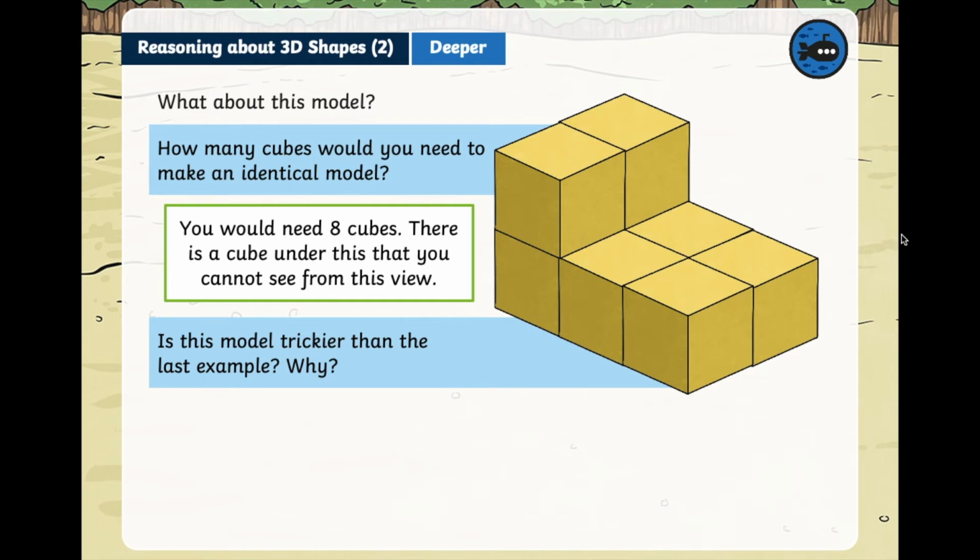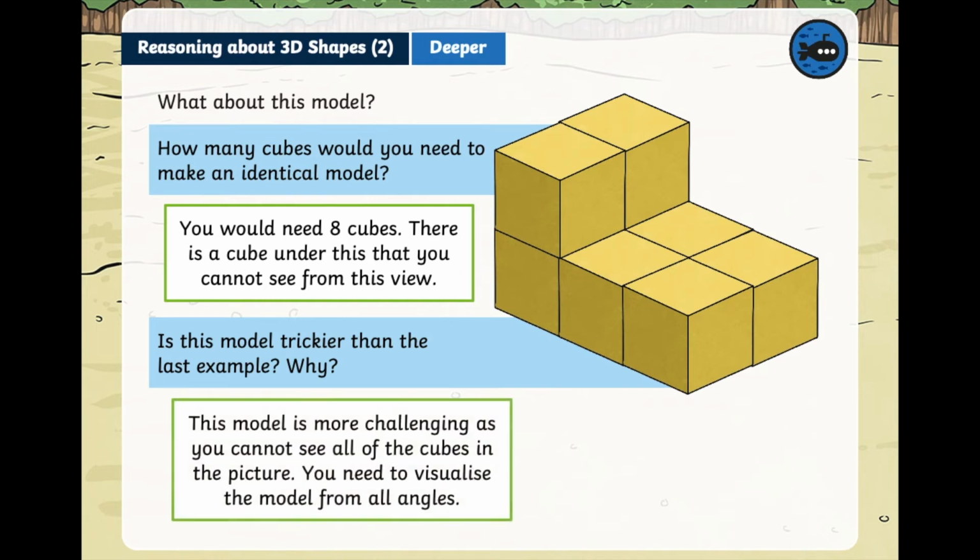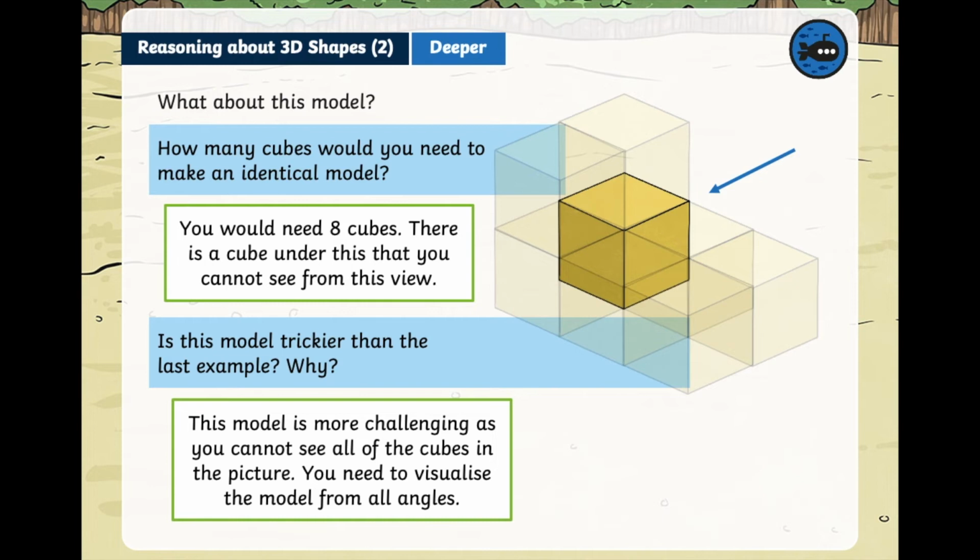Is this model trickier than the last example? Why? This model is more challenging as you cannot see all of the cubes in the picture. You need to visualise the model from all angles.